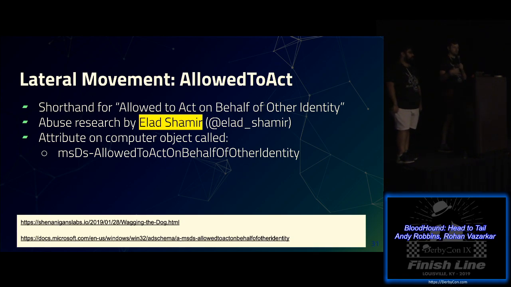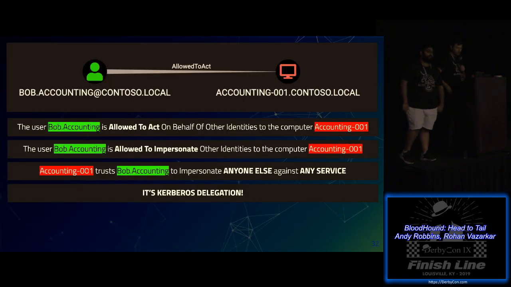So, allowed to act. This is shorthand for allowed to act on behalf of other identity. That's clear as mud, right? So this is based on original abuse research by Elad Shamir. There's his Twitter handle right there. And then this research that Elad put out was made practically abusable by Will Schroeder using Rubeus. So this comes from an attribute on the LDAP object, and the name of that attribute is msDS-AllowedToActOnBehalfOfOtherIdentity. Everybody got it? All right. There'll be a quiz later. There's some resource links at the bottom as well, and the deck is obviously going to be available after the talk.